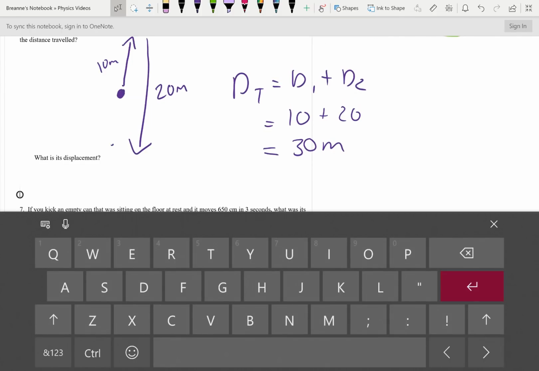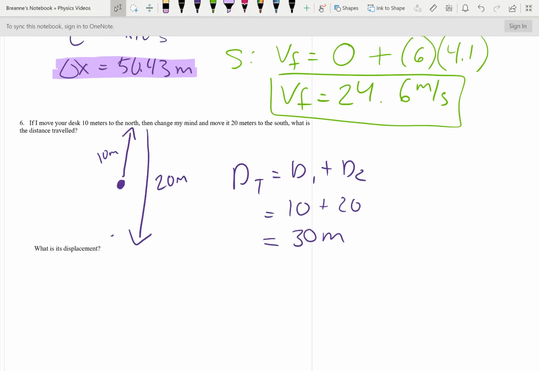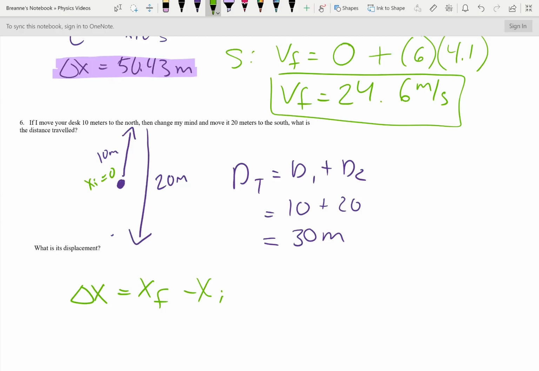Displacement. Direction does matter with displacement because it's a vector. Distance is a scalar. So now dealing with our displacement, our displacement equation is our final position minus our initial position. So our initial position would just be 0 because that's where your desk started. Final position would have to be, so if it's 10 up, this would be -10.